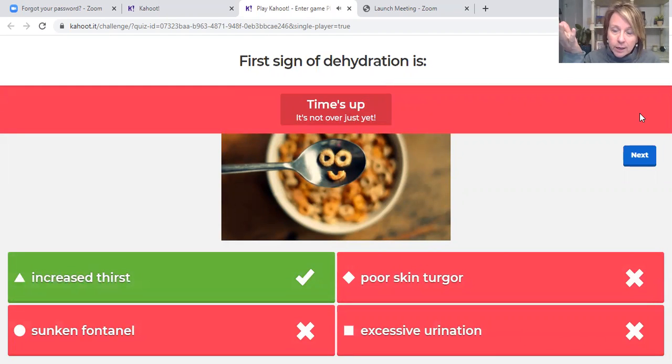Are there sunken fontanelles with infants that are dehydrated? Yes, they'll have a sunken fontanelle. Is that a first sign? No. The increased thirst is. That is your first sign for infants, children, adults, and elderly. They want to drink more. Even with the elderly, with that decreased thirst drive, they will be thirstier or have dry mouths. So we want to watch all of that. First sign.